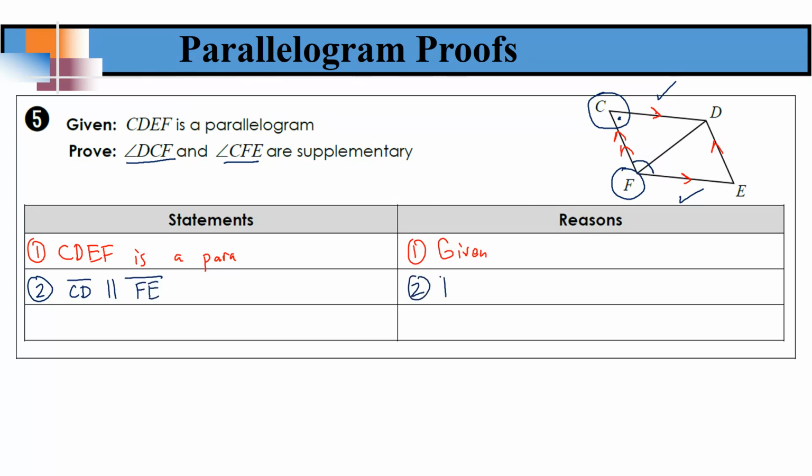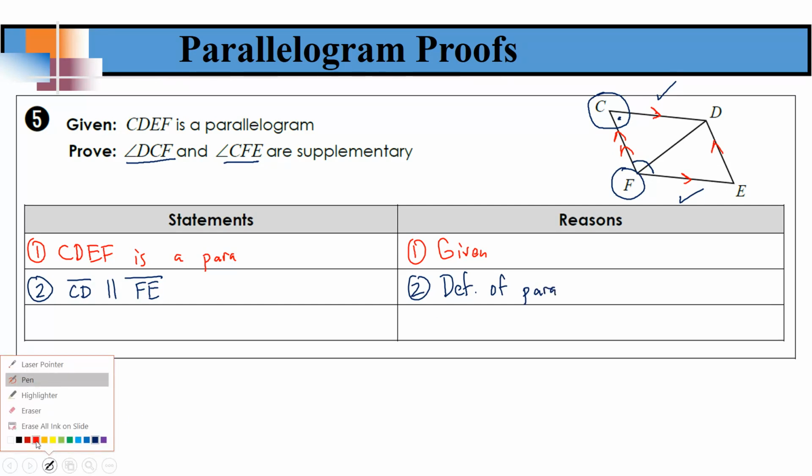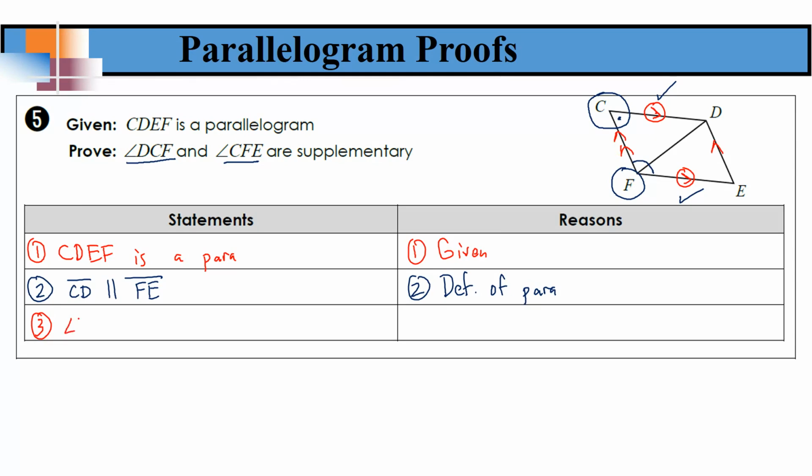because of the definition of parallelogram. We had already marked that on our diagram. And then finally, we can complete the proof. If we know that these two sides are in fact parallel like we marked, we know that angles C and F, for lack of a better name, add up to 180. So number 3, we can say that angle DCF and angle CFE are supplementary.